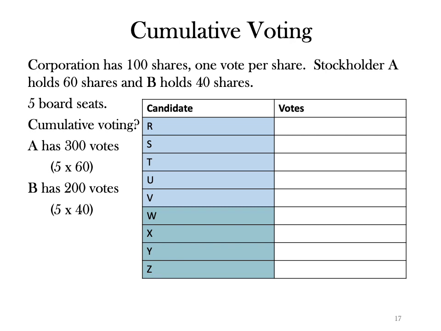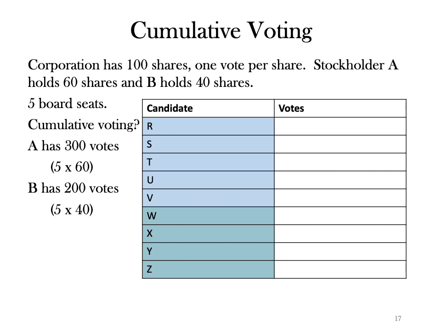Here's how things are different with cumulative voting. Again, some things are the same. 100 shares, 1 vote per share. A has 60 shares, B has 40 shares. They have the same candidates that they prefer. There are 5 board seats.